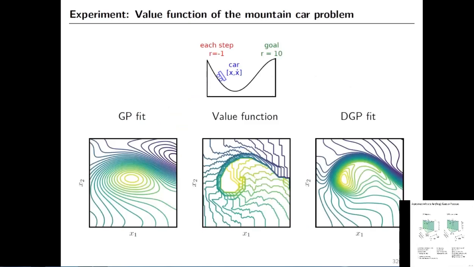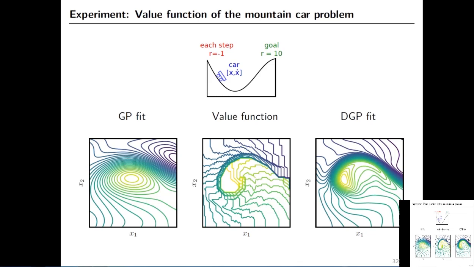How does it compare to neural networks? Well, first off, let's compare it to Gaussian processes. So here's the value function for the mountain car problem. The mountain car problem is you have to drive a car up to a goal state here, and the car gets to choose whether to drive left or to drive right. It doesn't have enough power to make it directly up this hill to start with, so it has to rock backwards and forwards until it has enough oomph to get to the top.